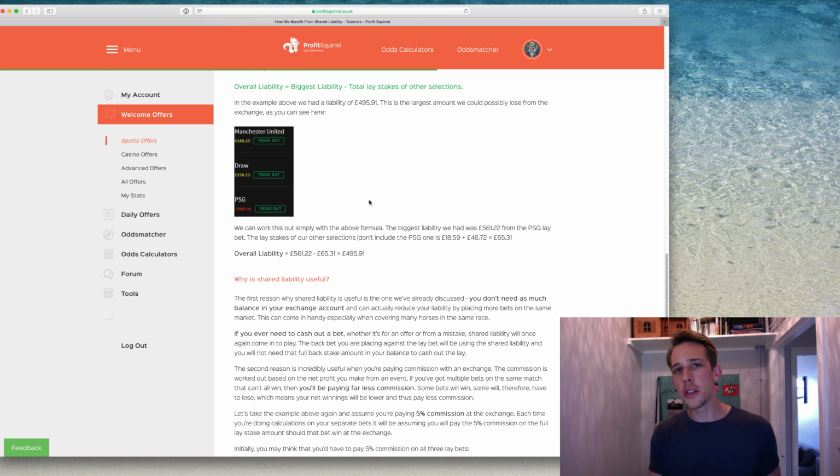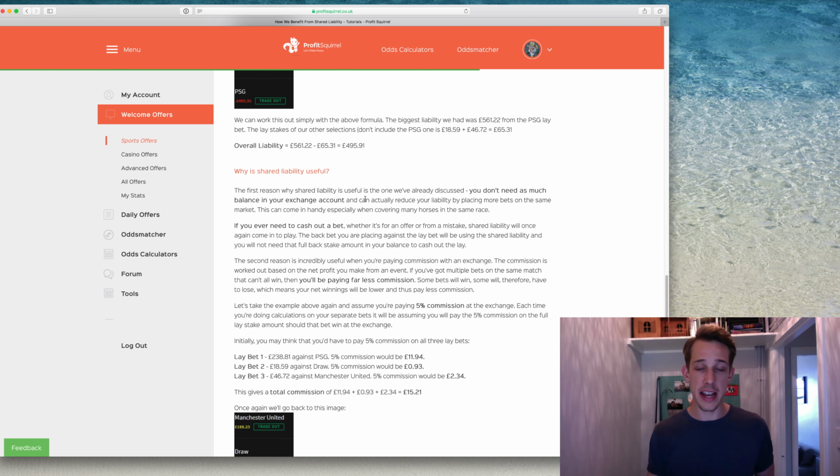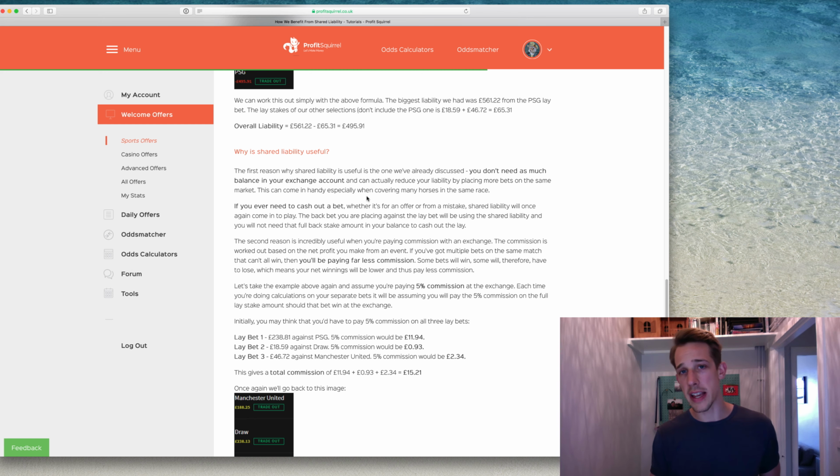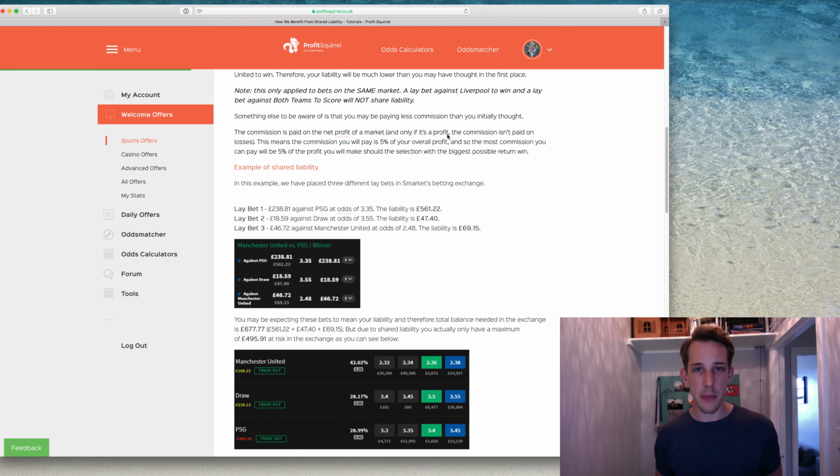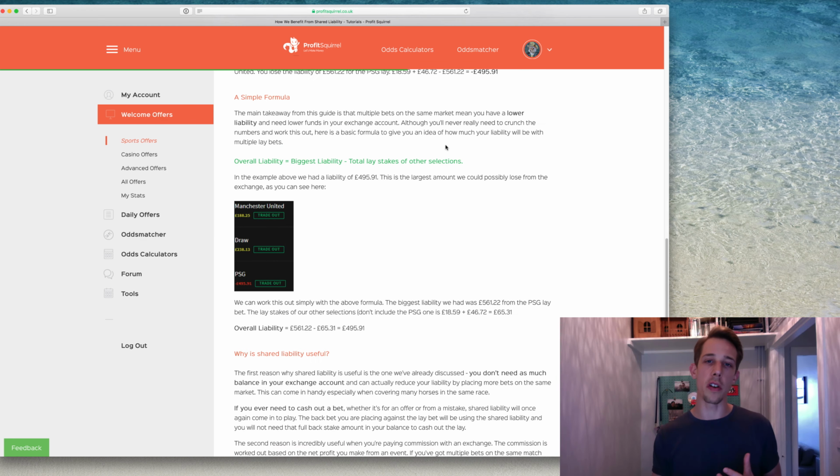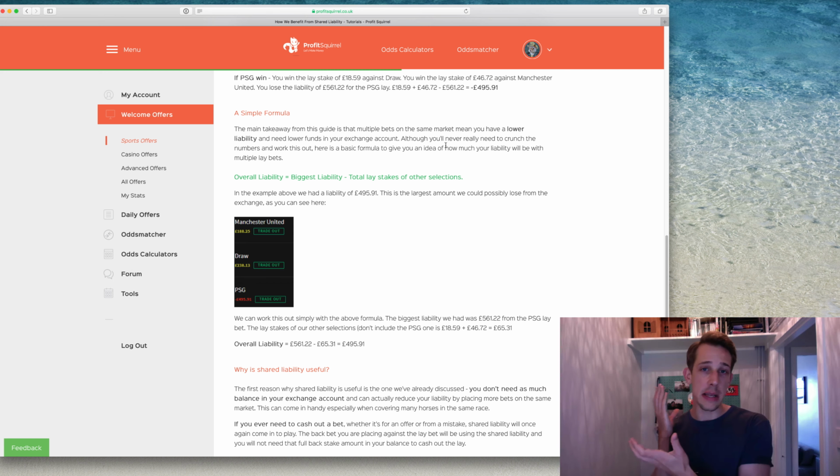There's a couple of other useful little benefits as well to shared liability. The main one is the fact that you need less money in your exchange. The second one that I would say is a good advantage is that if you ever need to cash out a bet, if you make a mistake, then it's going to mean that you need to place a lower back bet. So the cash out method that I'm talking about here is the one where you go into the exchange and you actually back the event that you've already laid in order to cancel it out in that way. I'm not talking about when you hit the cash out button or other ways of cashing out. There are a few different methods.